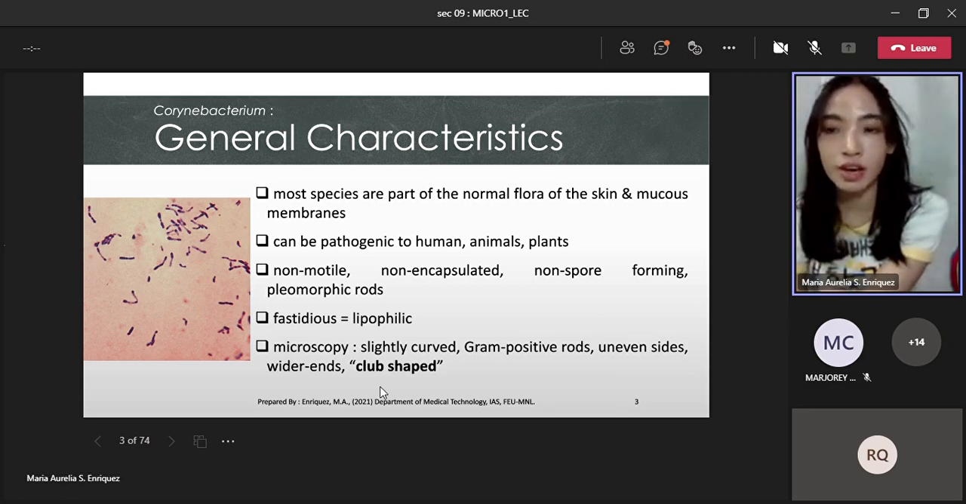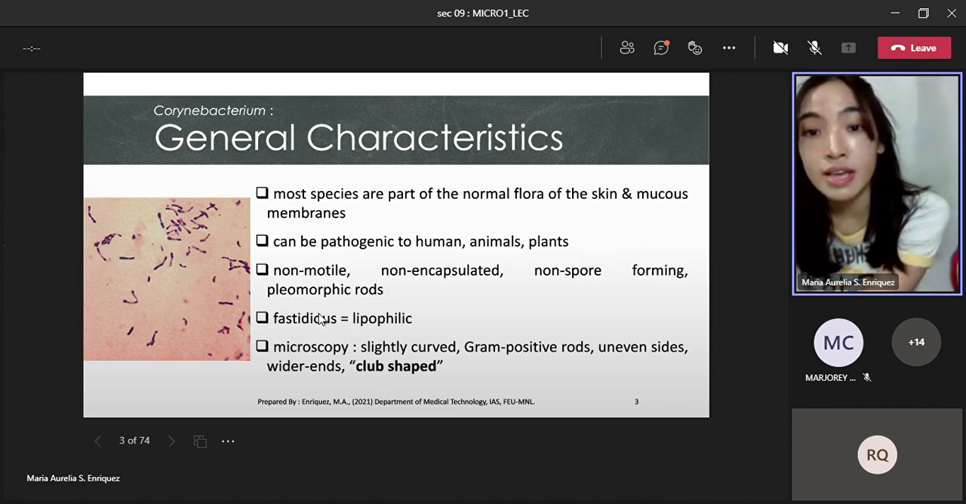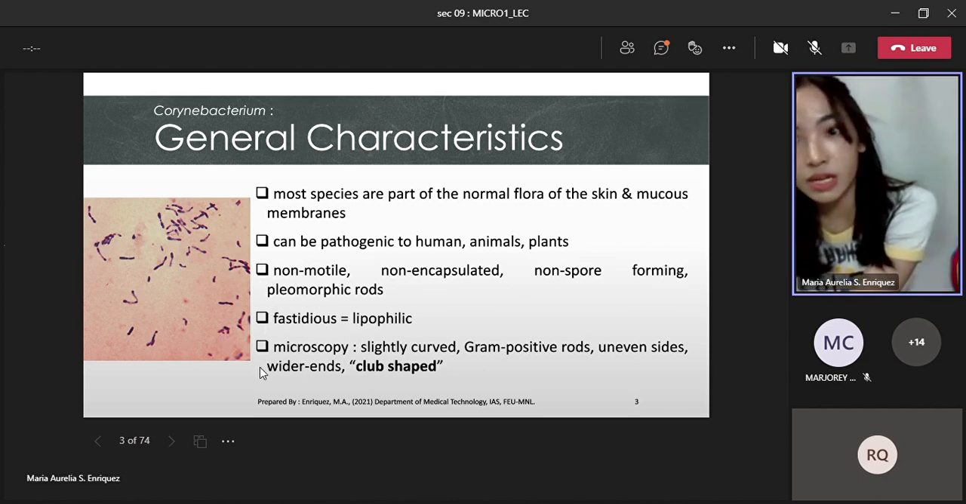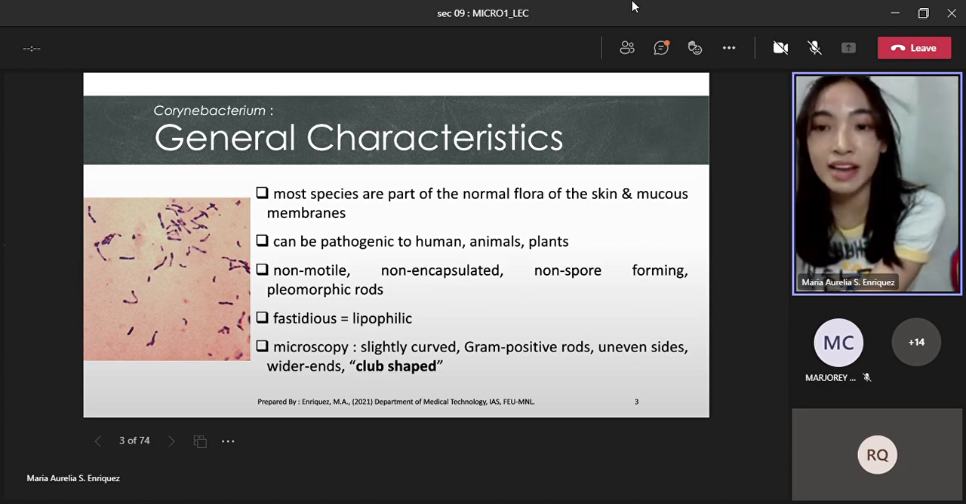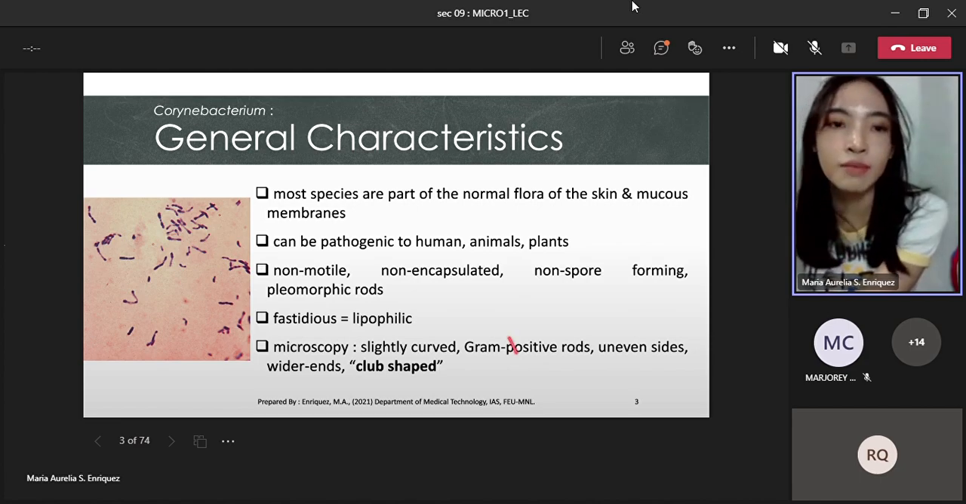This genus is composed of a large and diverse group of bacteria that includes both animal and human pathogens, as well as saprophytes and plant pathogens. So very wide range po yung mga hosts na pwedeng i-infect ng Corynebacterium species, from humans to animals to plants.